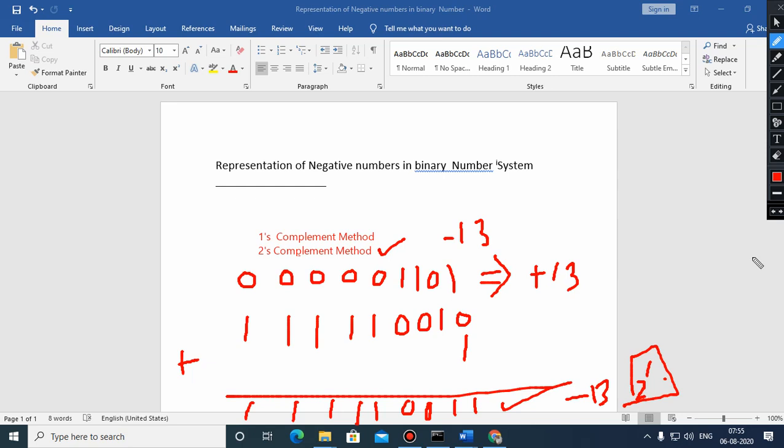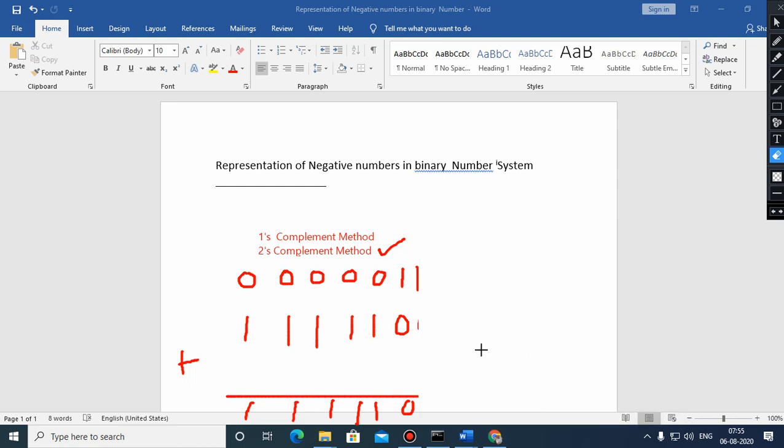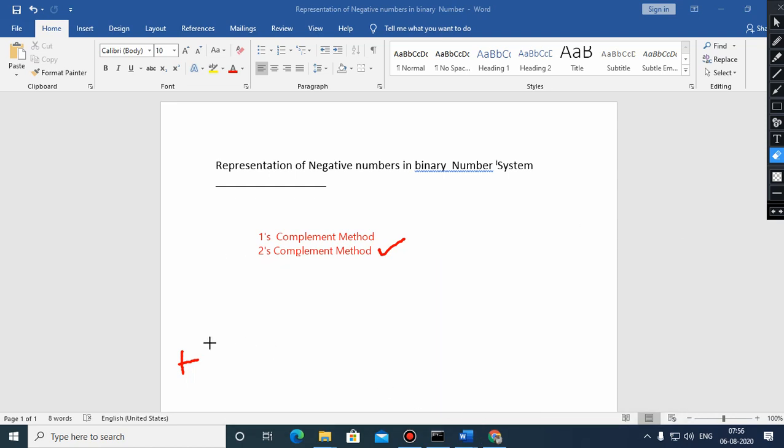So I repeat, in order to get 2's complement representation, you need to first have that 1's complement representation, and then you need to add one bit to the LSB, which is the least significant bit, and then you will get the 2's complement representation. Okay. Now, children, we will see a few more examples, and then I will tell you what is the use of 1's and 2's complement method.